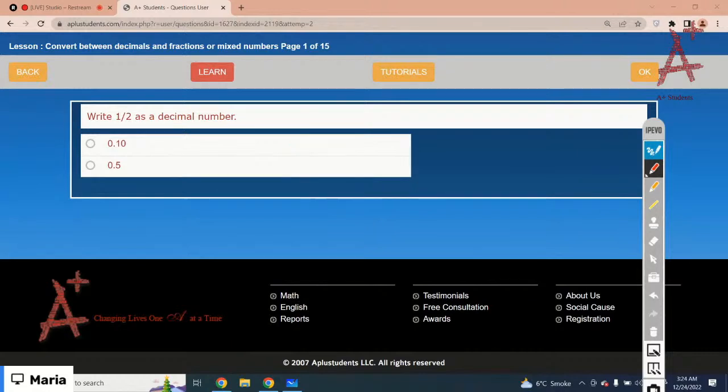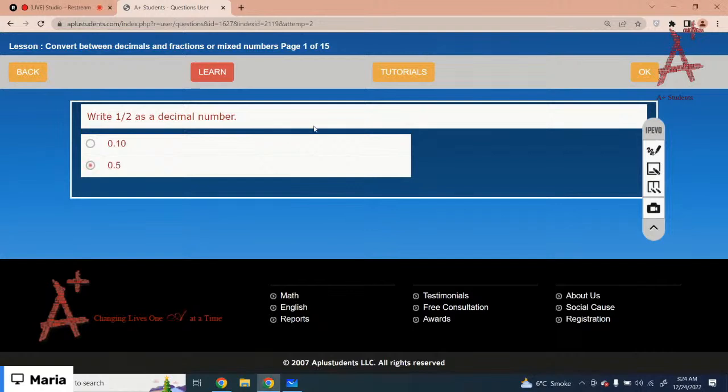Got it? Just select the correct option, then click on the OK button.